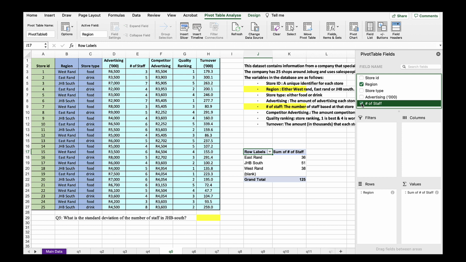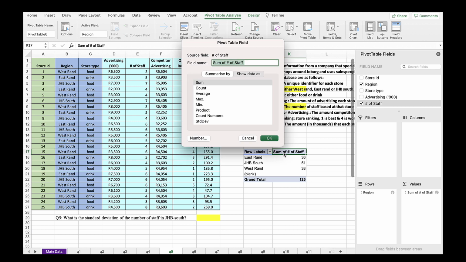And we're saying, what is the standard deviation of the number of staff in Joburg South? What we're looking at is, if you click on the sum, it gives you the option. We're looking at standard deviation. By the way, standard deviation, you've got normal standard deviation or standard deviation P. Normal standard deviation is the one we would usually use, and that is the standard deviation of the sample. If you're taking a sample of everything, the standard dev P is of the entire population. In this particular case, our whole population is in here because we've only got 25 stores, and here are all 25 stores. So it's the whole population.